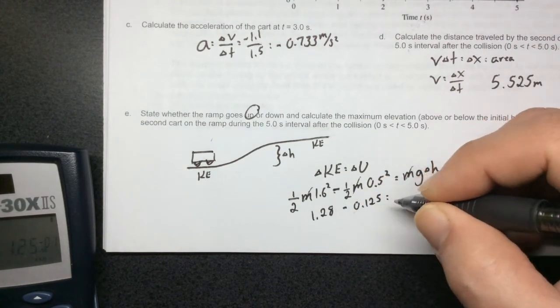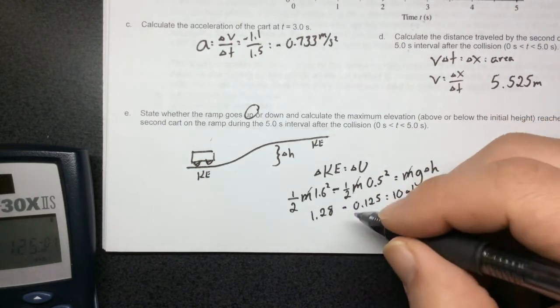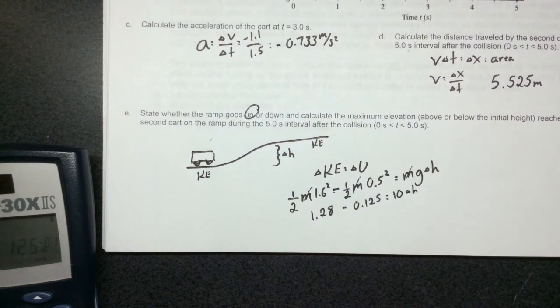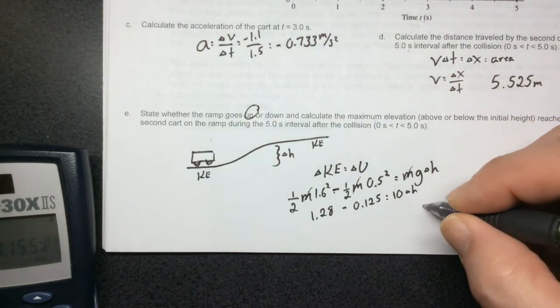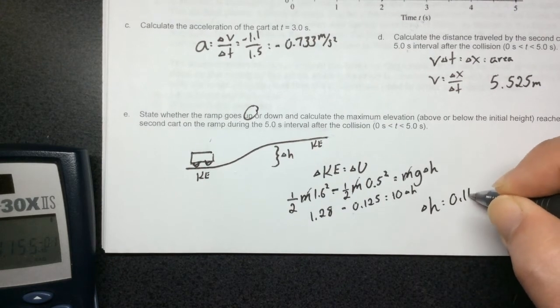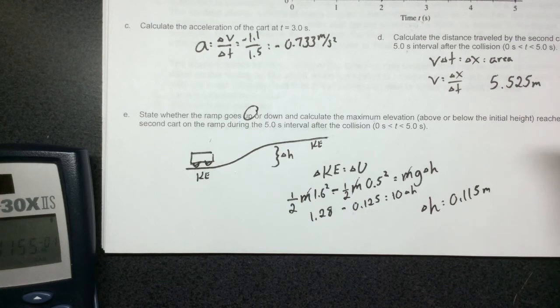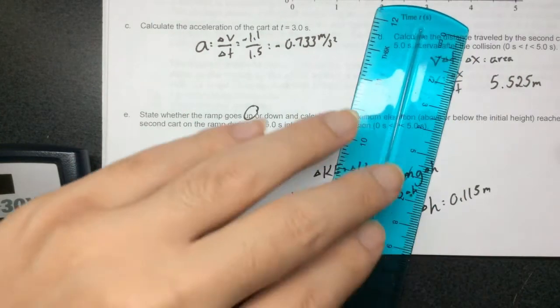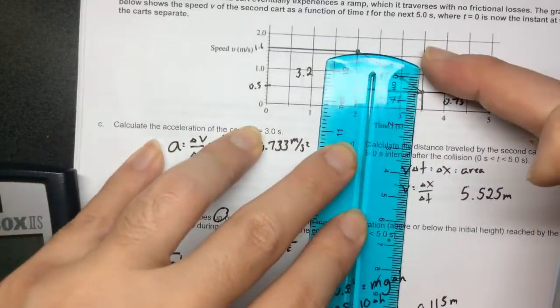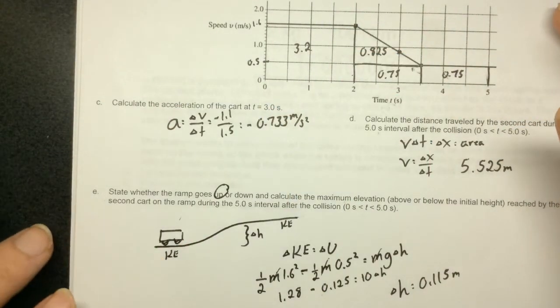And that should be equal to g, I'm going to use 10 for g, and delta h. So whatever this left side is divided by 10 is going to be h. So 1.28 minus 0.125, divided by 10, my height is going to be about 0.115. So if we're working in meters here, it's about 11 centimeters. So it goes up the ramp. Let's see. The ramp's about this tall right here. So that should work out. And that would be the end of the problem.